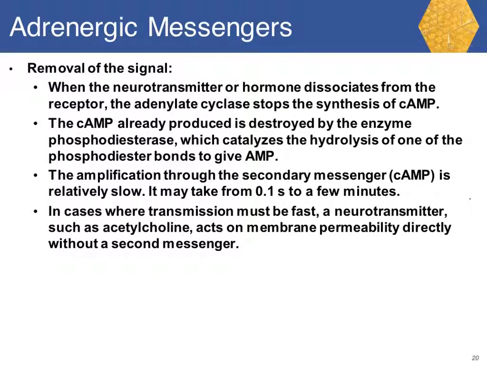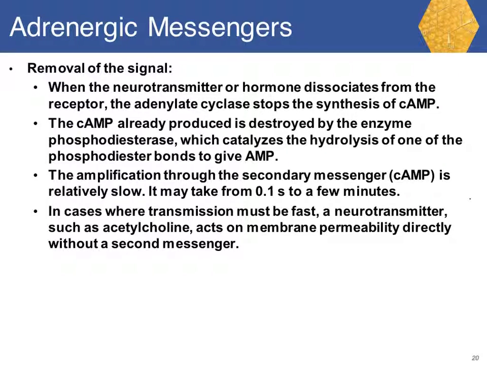So we talked about how this whole series of events produces the transduction of the signal across the cell. But how do we remove that neurotransmitter or hormone? Well, it's the adenylate cyclase. That's the key in the removal. It stops the synthesis of the cAMP. And remember, the cleavage of that cAMP is what causes the dissociation of the catalytic unit from the regulatory unit.